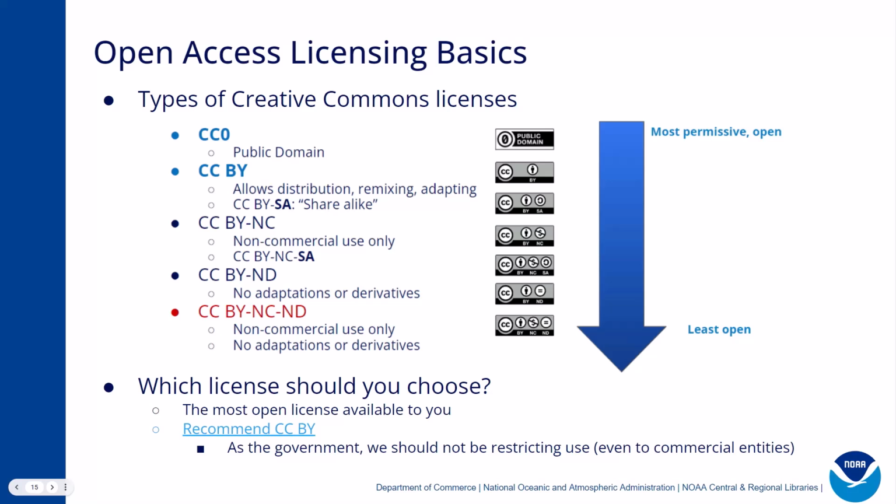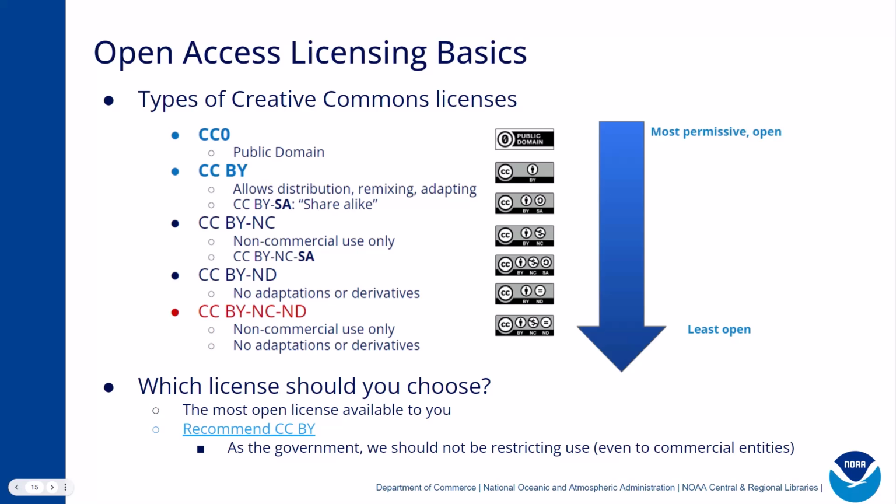ND means no derivatives or adaptations. So you cannot take a work and make a derivative version of it or derive something different from it and license it. And then there's a CC BY NCND, which means you cannot use it for commercial purposes. You cannot do adaptations or derivatives. So it's a very restrictive sort of license, but it does still mean that people can share it, people can download it, read it, all of those things for free, as long as they attribute it appropriately.